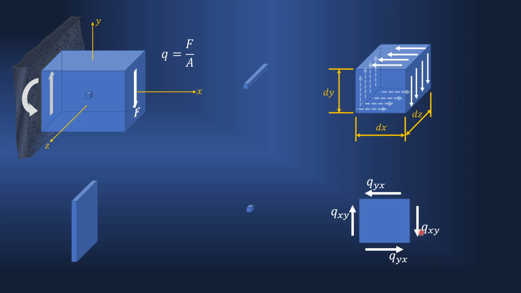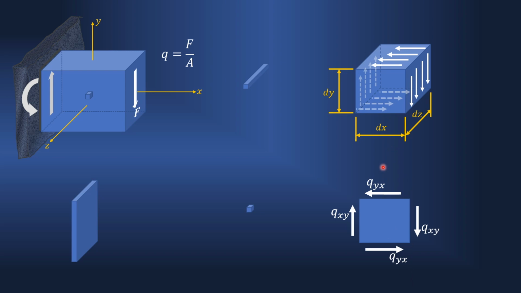So this shear stress is along the Y-axis. Y-axis is vertical. And this shear stress is on the X surface. This is the X surface. The surface perpendicular to the X axis is the X surface. So QXY means it is stress on the X surface along the Y axis. In the same manner, QYX means stress on the Y surface along the X axis.